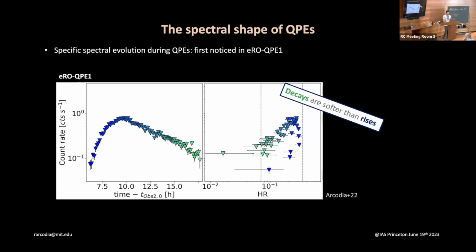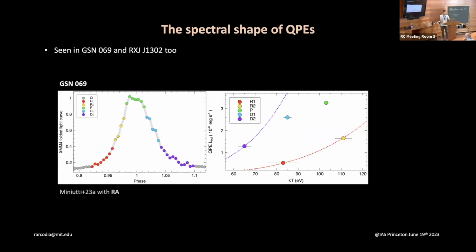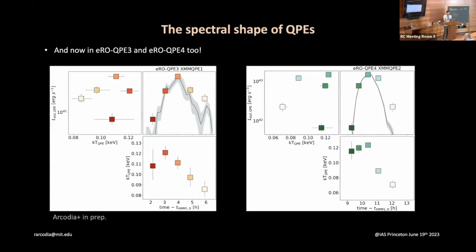And since we published this, we have checked in the other sources, and they all do the same. This is now GSN 69. Red to purple is the burst, red to purple in now temperature over luminosity, which is the same as hardness ratio in a way. And this is now eROQP 3 and 4. Here is the burst, start to end, dark to light. You have this nice hysteresis cycle in which at the same flux, the rise is always harder than the decay.